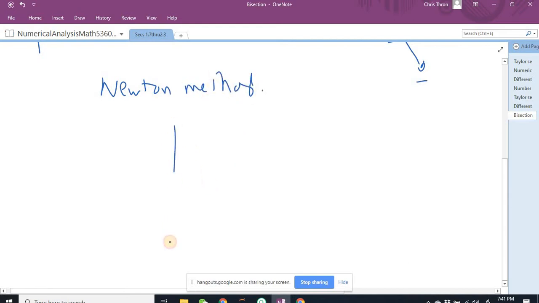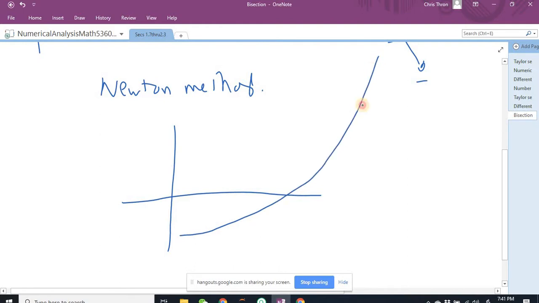Okay, so in this case, let me draw this, and let's suppose there's a root here. I've drawn this picture before, but it's not always so easy. All right. So in this case, I don't need an interval. I just need a starting point. So I'm going to choose a starting point somewhere near where there's a root. This is my root. I'll call this x0, and I'll just call this a.